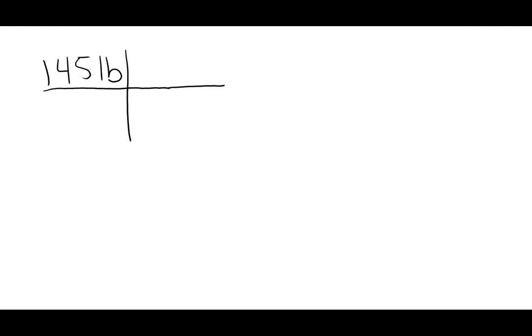So the unit of pounds is what we're trying to get rid of. So that is going to go diagonal. I'm going to divide by the unit pounds. The unit grams is my destination. That's what I'm trying to get to. So my destination will always go up here on the top.